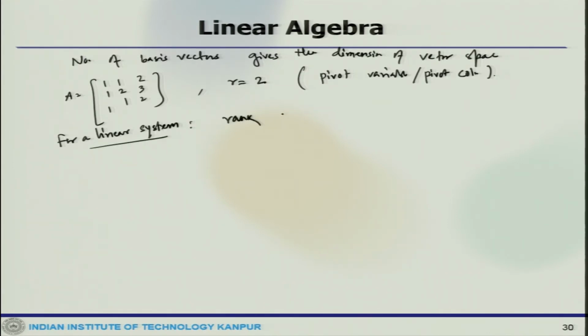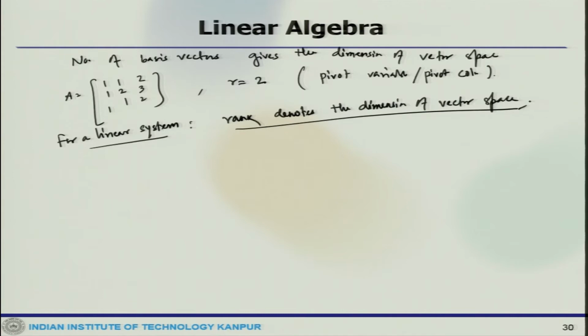rank denotes the dimension of the vector space. So, once we find out that rank, which means the number of pivots or the pivot columns or whatever it is, that defines the vector space, or rather the column space.